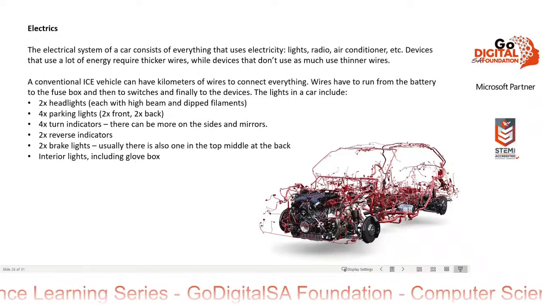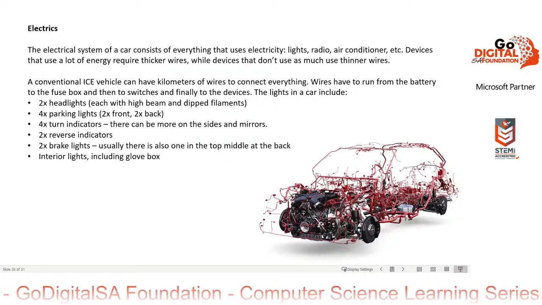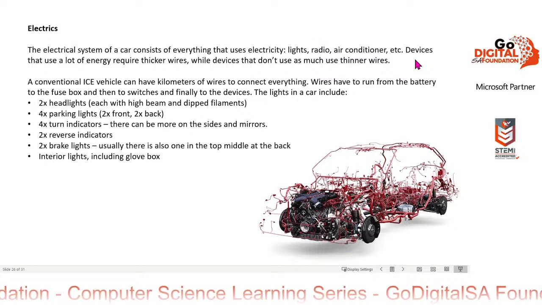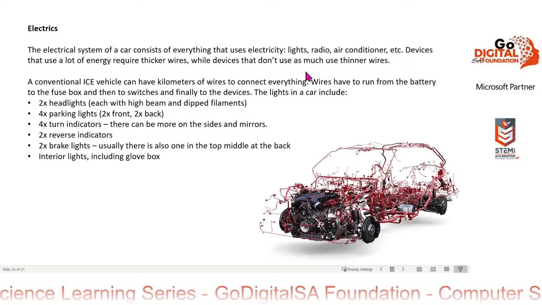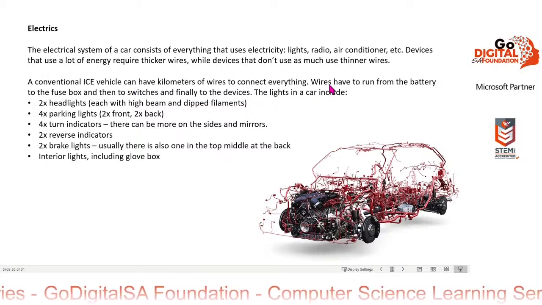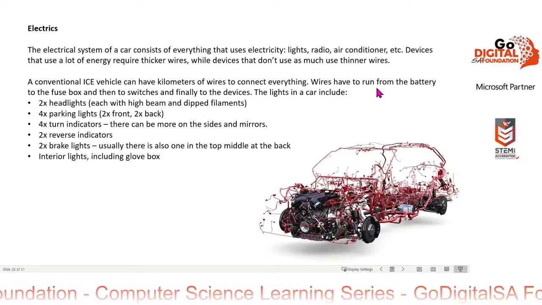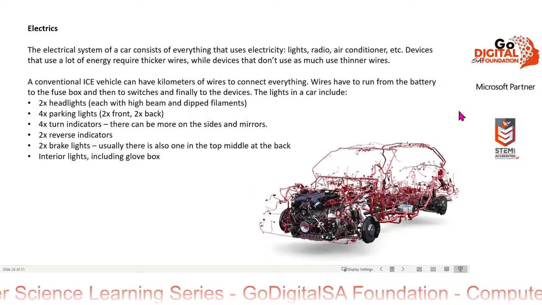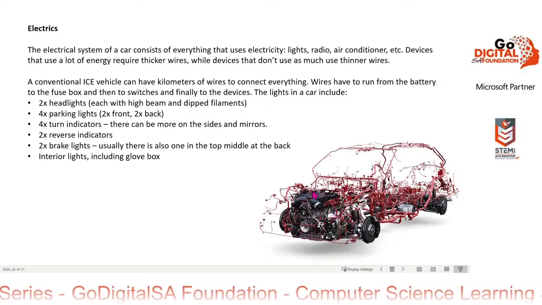Okay, electrics. The electrical system of a car consists of everything that uses electricity: lights, radio, air conditioner, and so on. Devices that use a lot of energy require thicker wires, while devices that don't use as much use thinner wires. A conventional ICE vehicle can have kilometers of wires to connect everything. Wires have to run from the battery to the fuse box, and then to the switches, and finally to the devices. So for example, you can see this diagram shows all the wires in a car.